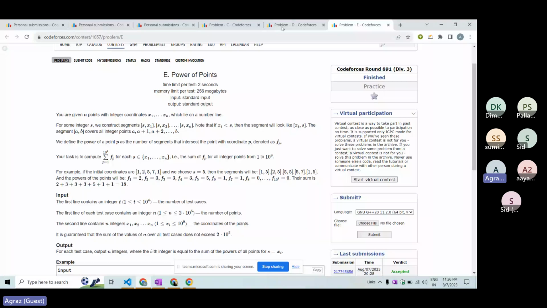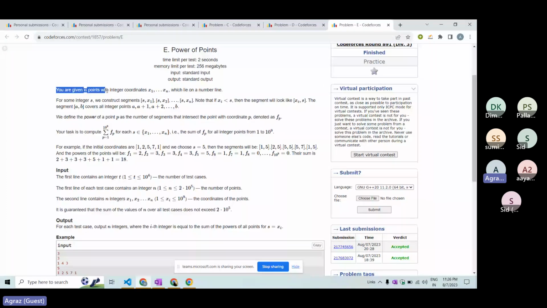The next question is: given n points with integer coordinates x1 to xn, which lie on the number line. For some integer s, we construct segments s to x1, s to x2, and so on, s to xn. Note that if x1 is less than s, then the segment will look like this. Of course, he is saying that the smaller coordinate will be first and the larger will be next. We define the power of a point P as the number of segments that intersect the point with coordinate P, defined as.